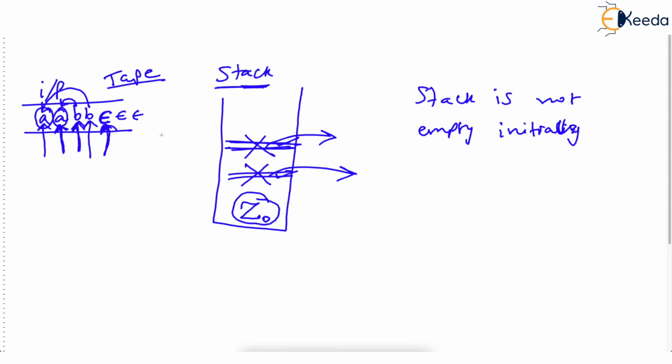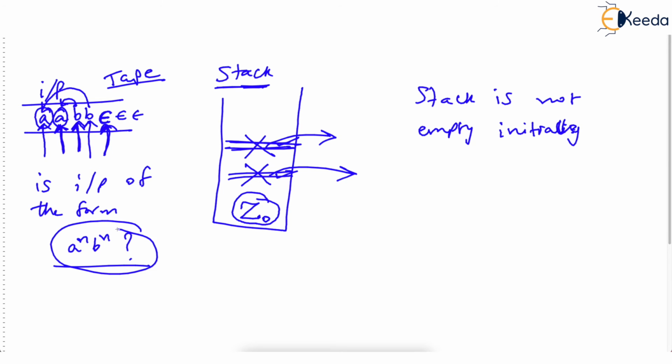Now, what if the input is over? What would you suggest? What was our problem? We wanted to check whether the input is of the form a raised to n, b raised to n. Now, the input is of the form a raised to n, b raised to n if the number of a's that were pushed in the form of x have been cancelled because the same number of b's were encountered.